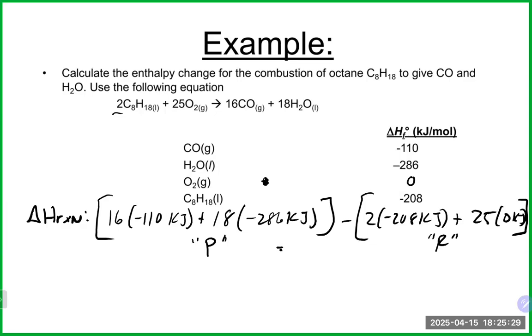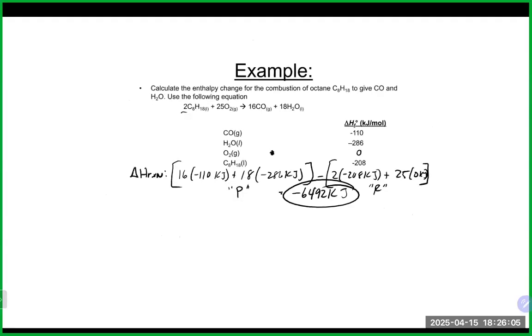And that will get us here 16 times negative 110 plus 18 times negative 286 minus 2 times negative 208. And give us, I think, a negative 6492 kilojoules in this case. Yeah. Any questions on that one? Again, here, this is going to be exothermic as well, as we have a negative delta H, and since it's a combustion reaction, probably would make sense, I imagine.